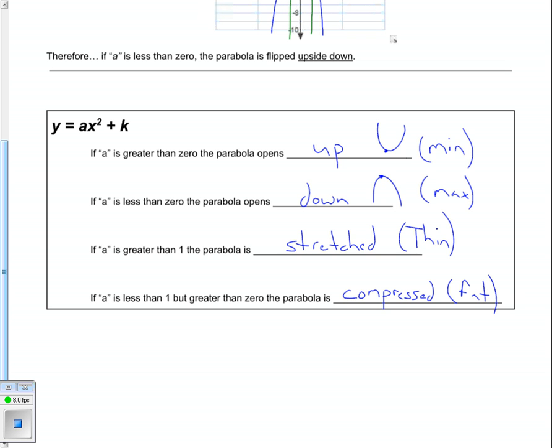Okay, so the a value will tell you a lot. It will tell you the direction of opening. It will tell you whether or not the parabola has a minimum or maximum value, and it will also tell you whether or not the parabola is stretched, compressed, or if there's no change to the basic shape of the parabola itself.